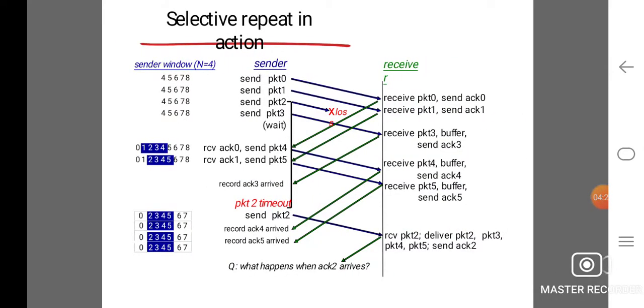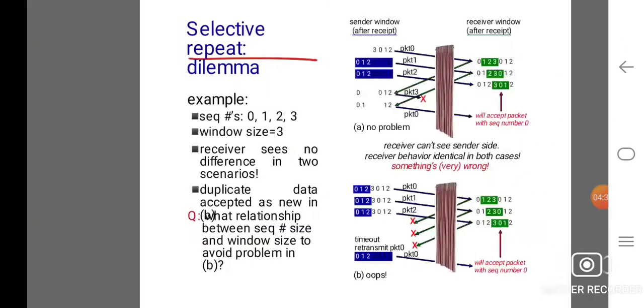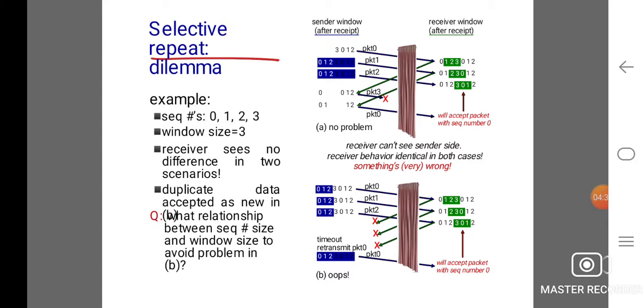Selective repeat in action, where the sender and receiver send packets between them. Selective repeat dilemma. Example: sequence numbers 0, 1, 2, 3, and window size 3. The receiver sees no difference in the two scenarios. Duplicate data is accepted as new in B. What relationship between sequence number size and window size avoids this problem?